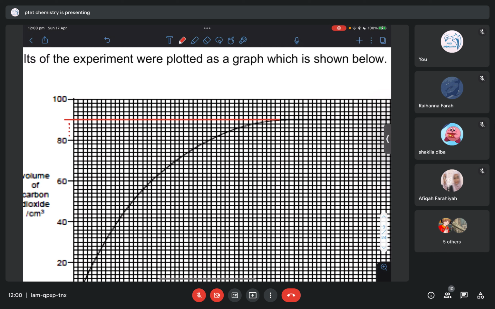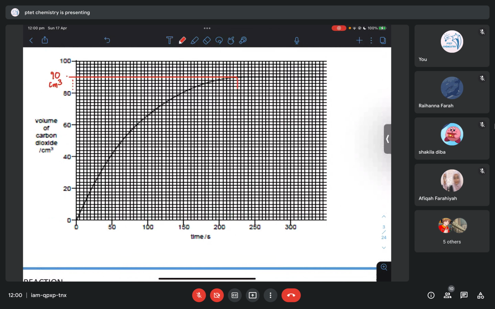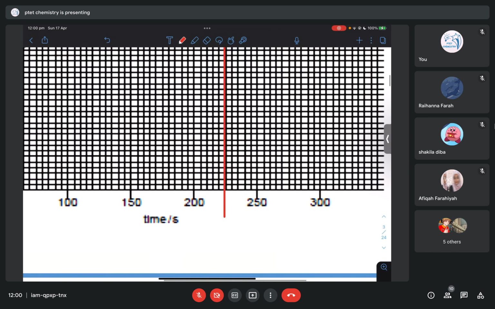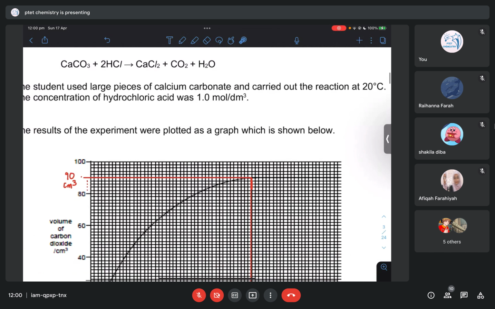So 1, 2, 3, 4, 5. So that must be 90 cm cubed there. And when does it stop? It seems like it stops around there, give or take. If I just draw my line, I guess it's somewhere there, maybe. You might have better luck if your diagram looks a lot better than mine. But this is 200, this is 250, this is 1, 2, 3, 4, 5. So this is exactly in between, 225 seconds. The reaction has stopped there because no more gas gets produced. The reaction has finished.